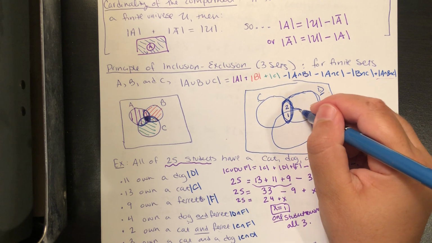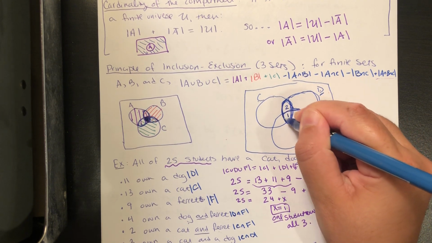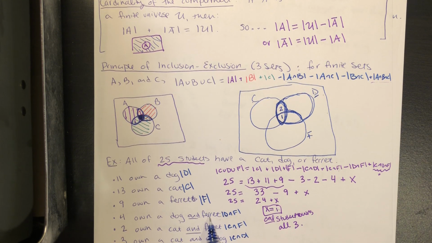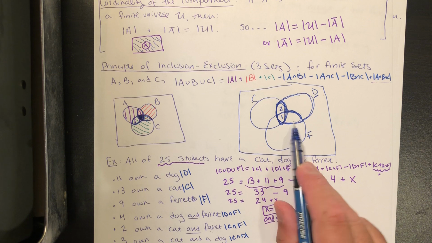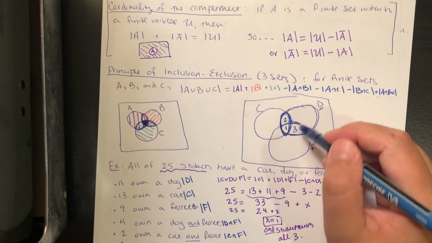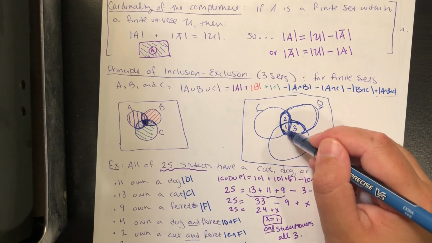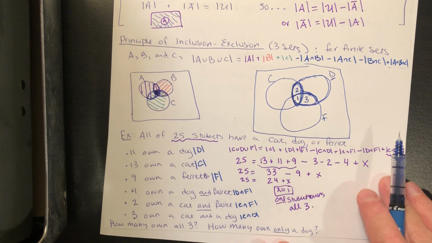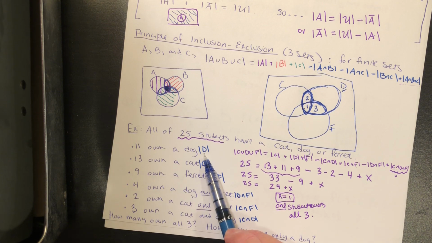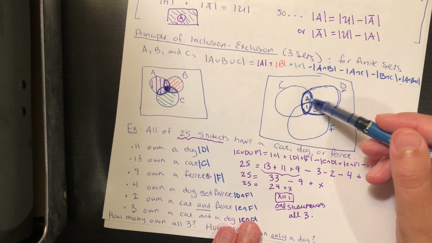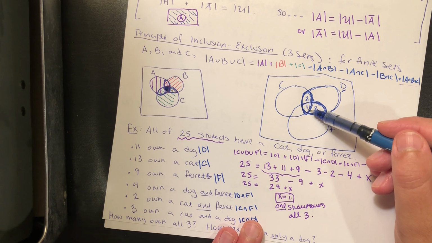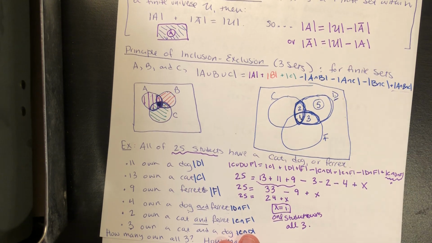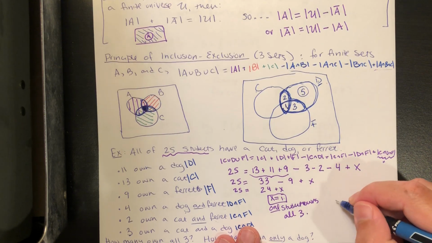Similarly, for dogs and ferrets, for this sort of football-shaped region here, we know that there's 4 students who own a dog and a ferret. 1's already been accounted for, and so we have to have 3 here, so that in total there are 4 students who own a dog and a ferret. And now finally, since 11 students own a dog altogether, and 3, 4, 5, 6 of them are already accounted for, it has to be that there's exactly 5 out here in the dog region, right? There's 5 who own only a dog.